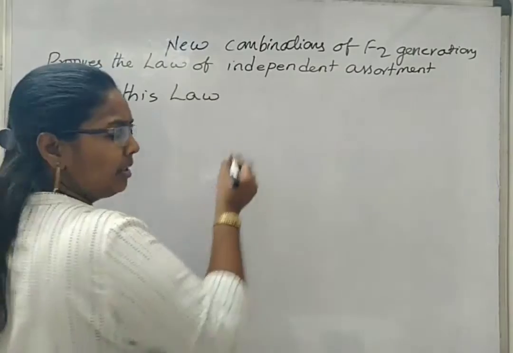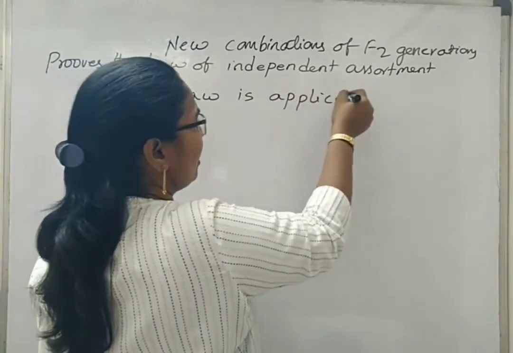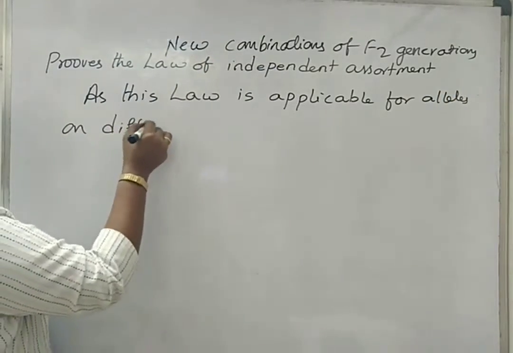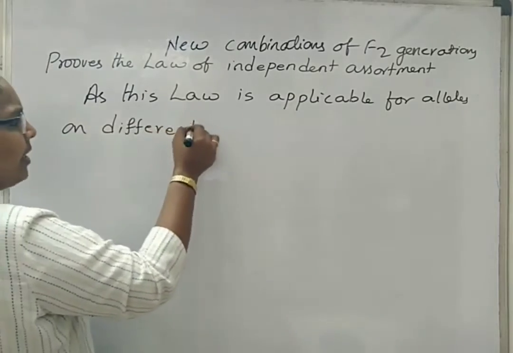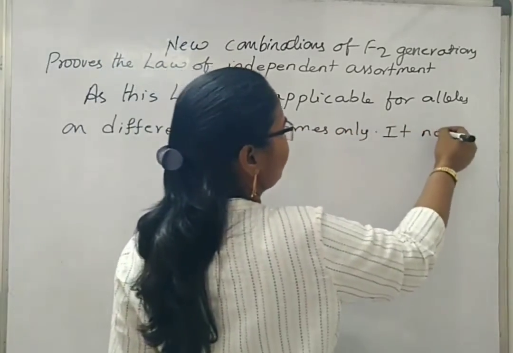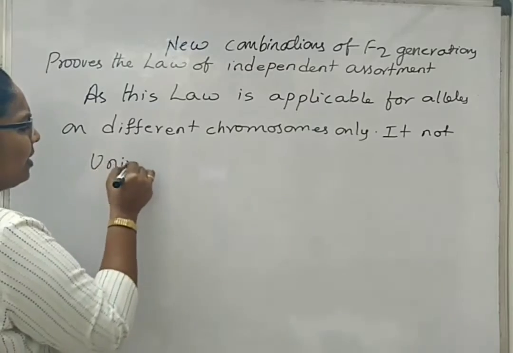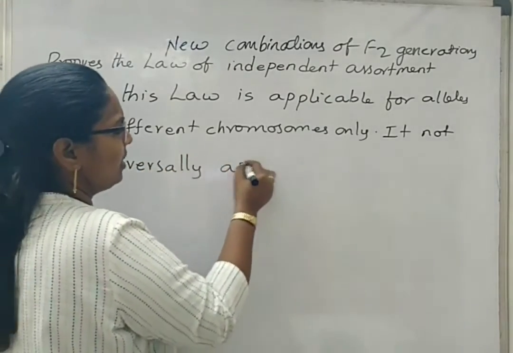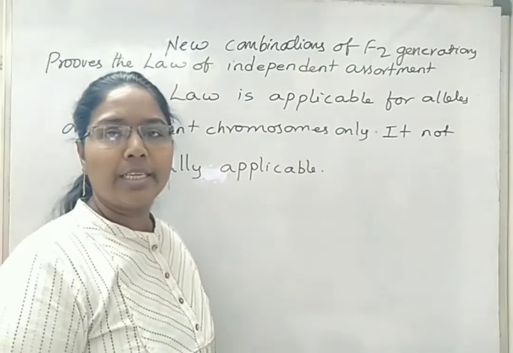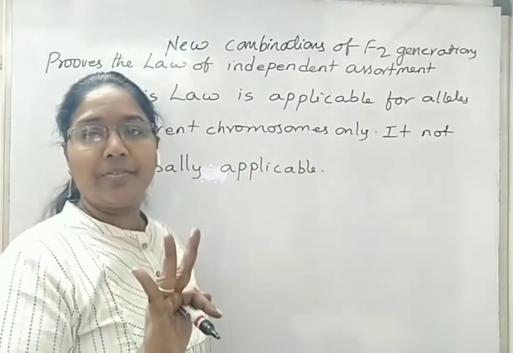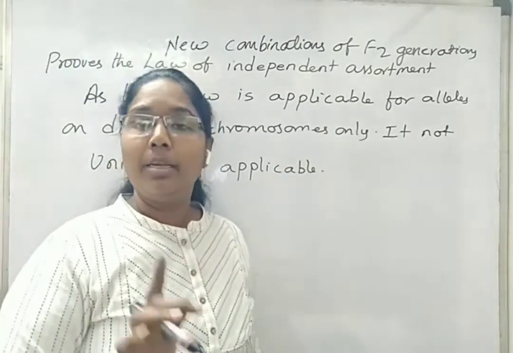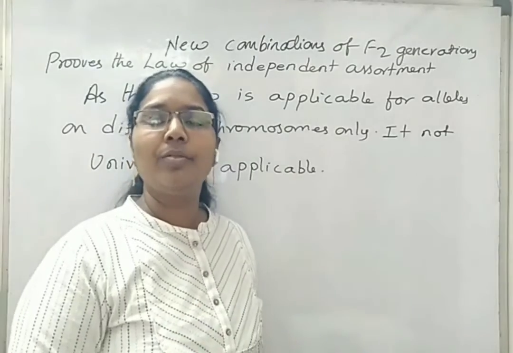As this law is applicable for alleles or genes on different chromosomes only, it is not universally applicable. We have seen law of dominance also is not universally applicable, but law of segregation is universally applicable. Now we have seen three different laws. In those three laws, law 1 and law 3 are not universally applicable, but the second law, that is the law of segregation, is universally applicable.